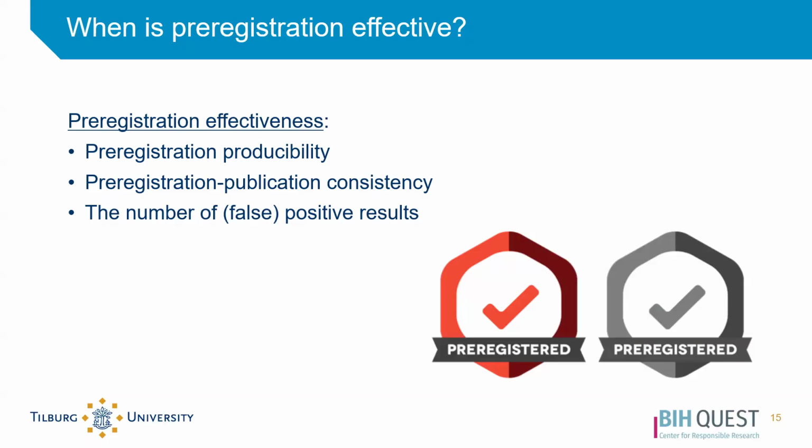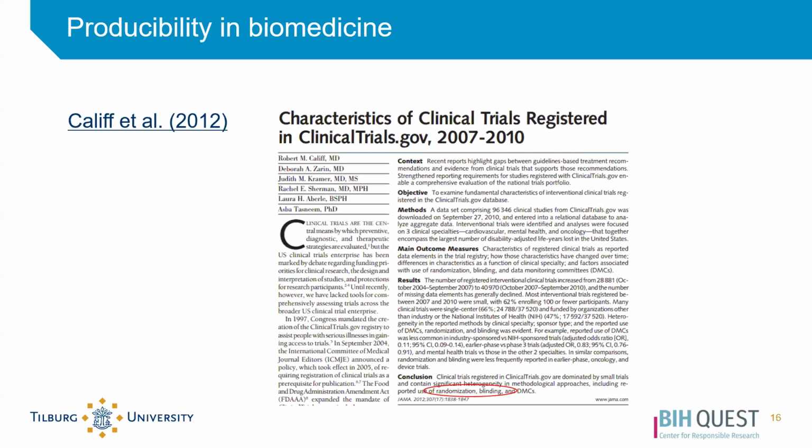So these are three things that we looked at extensively, and I'll give you a short overview of some research on these three aspects. First, producibility in biomedicine. This is a pretty old study, but still holds, where they looked at what's included in the registrations on clinicaltrials.gov. And what they found was that there's important things missing a lot of the time. I've circled here randomization and blinding. Those things are often not really reported in clinical trial registrations.